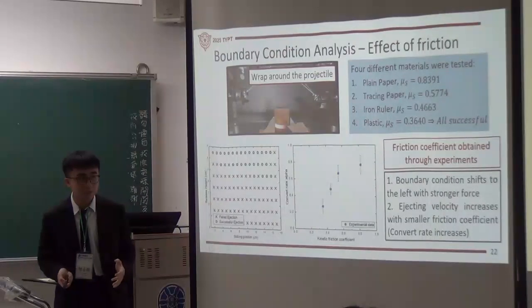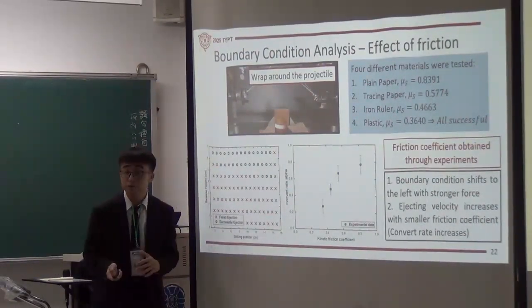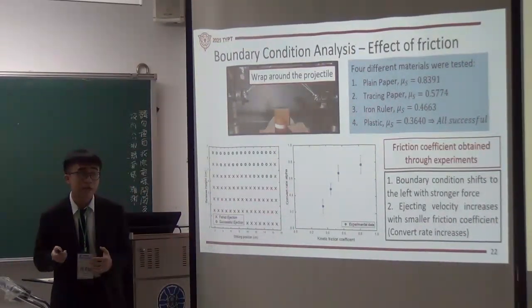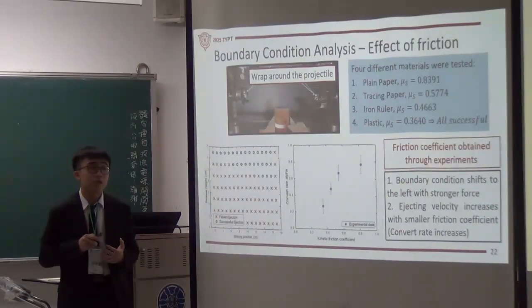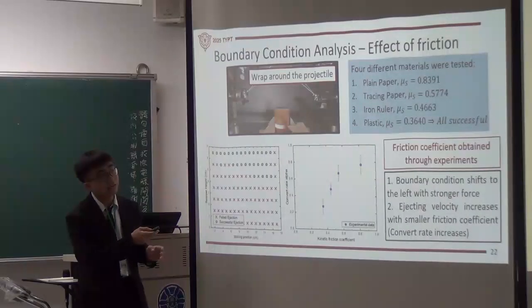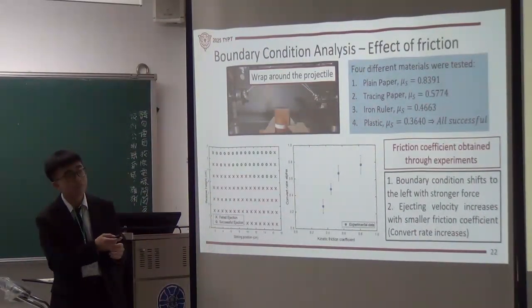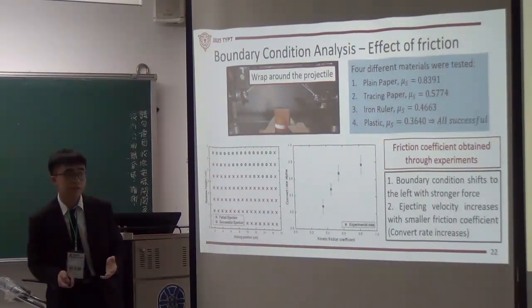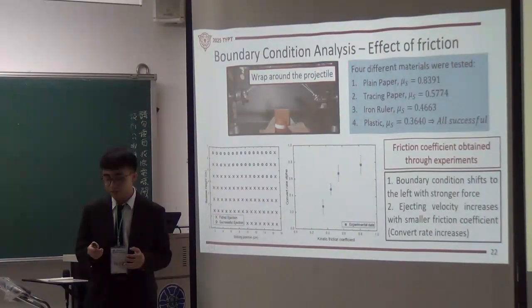We observed that the boundary conditions shift to the left with stronger force, and ejecting velocity increases with a smaller friction coefficient. Like you can see here, the plastic has the smallest coefficient of friction. And this is because the conversion rate increases under this kind of condition.